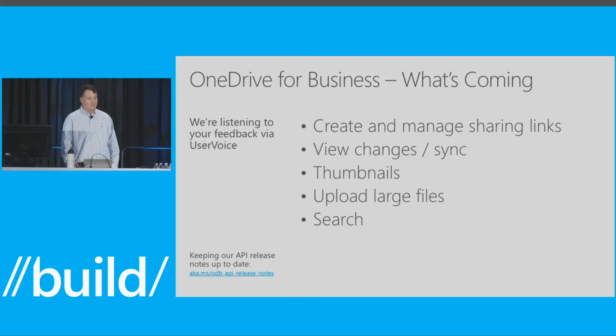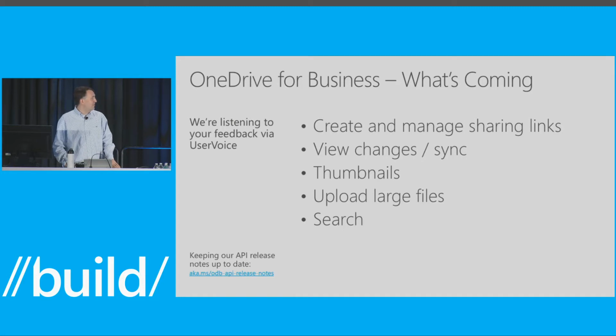Here's a list of sort of the feedback that we're working on right now. So being able to create and manage sharing links on the OneDrive for Business side is an ask that we've had even of the Files API since October. That will be coming soon. The ability to do the view changes or the sync call, thumbnails, the large file upload, and search are all sort of top things that we've heard.